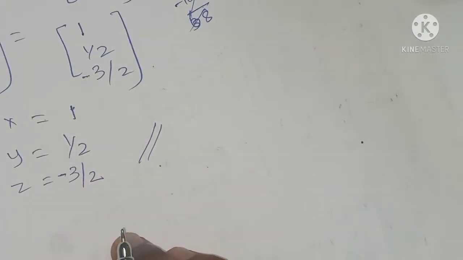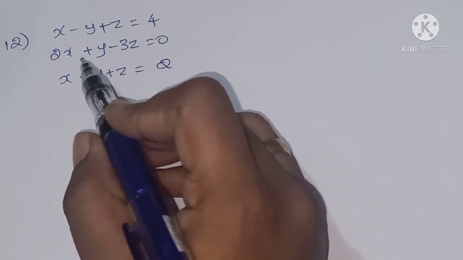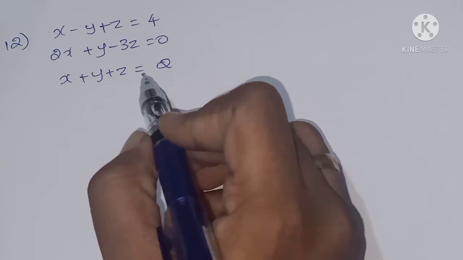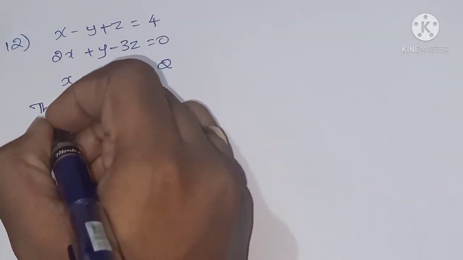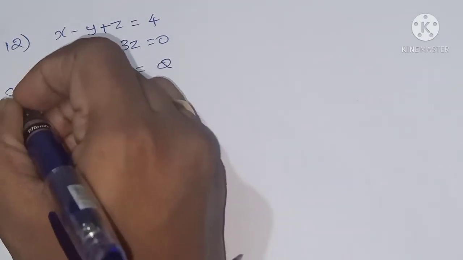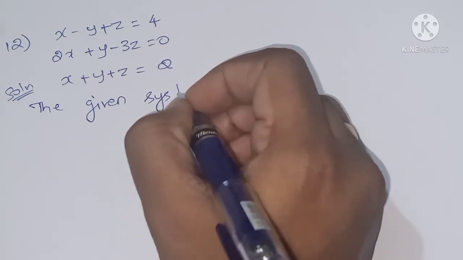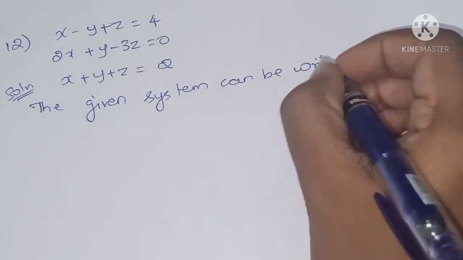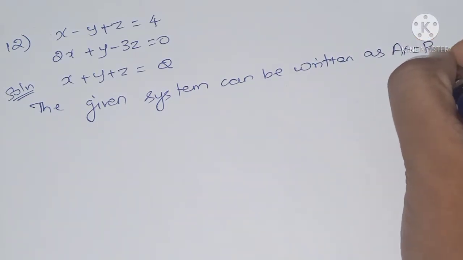Sum number 12. x minus y plus z is equal to 4, 2x plus y minus 3z is equal to 0, x plus y plus z is equal to 2. So first of all, let us write the given system. Solution: the given system can be written as AX is equal to B.